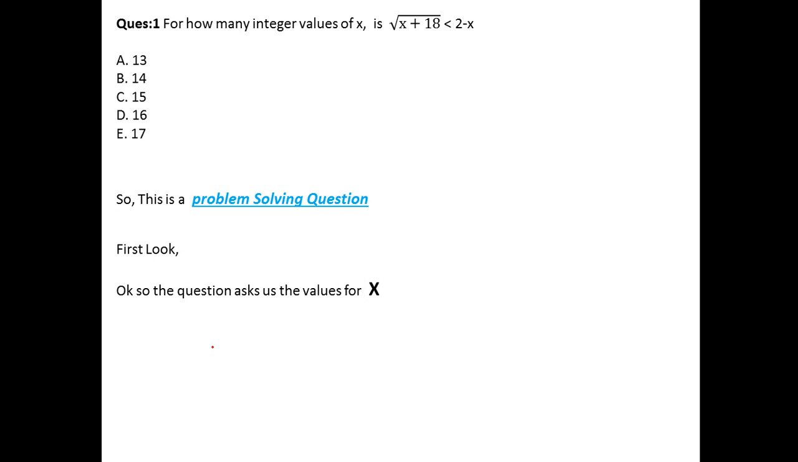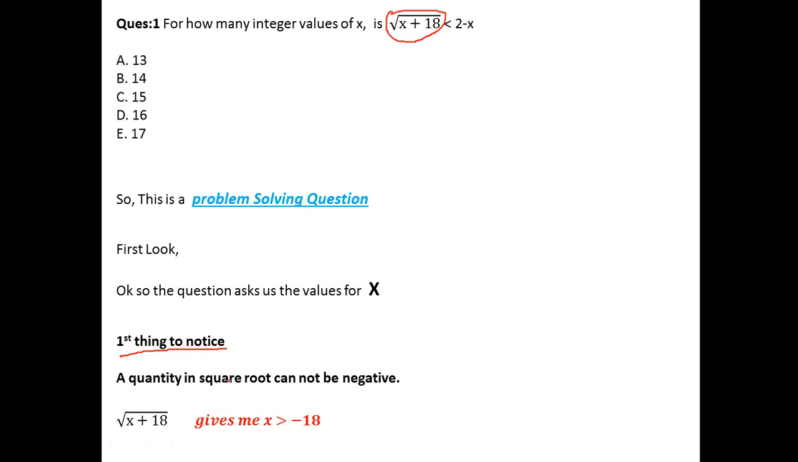Now, the first thing to notice in this question is a quantity in a square root, that is root x plus 18, which cannot be negative, right? Therefore, this gives me that x is greater than or equal to minus 18. Guys, be careful. We have an equal to sign here, right? So x can take the value minus 18.